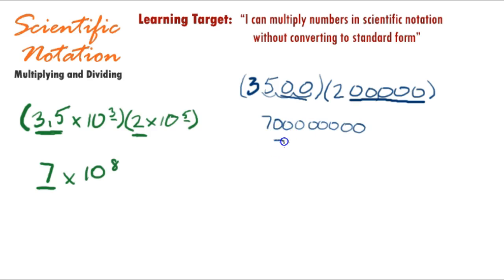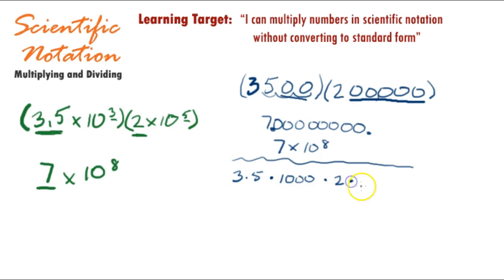If I wanted to write this in scientific notation, that would be 7 times 10 to the 8th, because from here to here, there's 8 spaces. So there's one way. But even better, if I don't change the structure, if I just say 3.5 times, I'm going to use a dot this time, times 10 to the third. 10 to the third is just 10 times 10 times 10. And every time you do that, you add another 0. So it's 1,000 times 2 times 10 to the 5th, is that 100,000? I think so. 1, 2, 3, 4, 5.